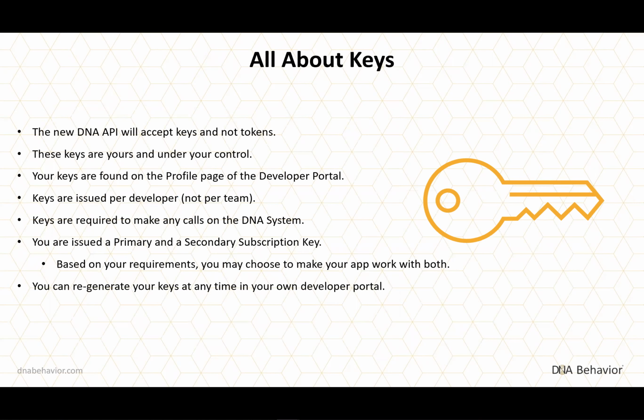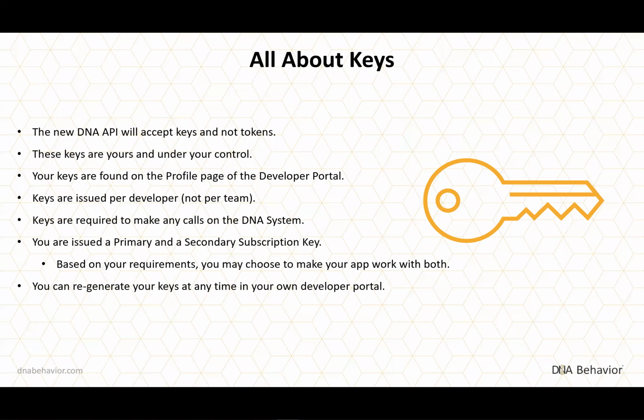We have this slide to explain everything about the keys because it's slightly different than what we've done in the past. But our initial feedback is it's way more robust and scalable, and it gives our firms, our partners, a lot more control over the keys. The first point here is that the DNA API will accept keys and not tokens. The new way that the DNA API will operate is it will work specifically off of keys and not the old token system.